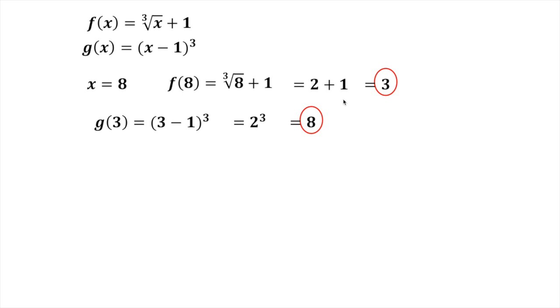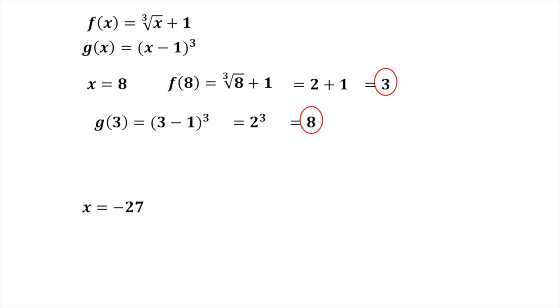Well, if we look here, this becomes extremely important. My input on one was 8, that becomes my output on the other. My output on the first one becomes my input on the second one. That's what denotes that these two are actually inverses. Let's look at another example.